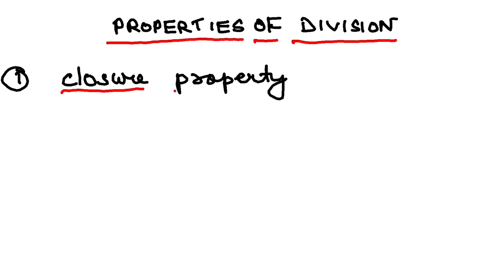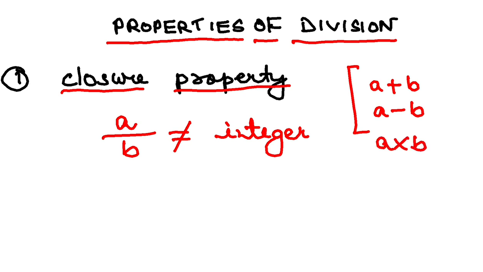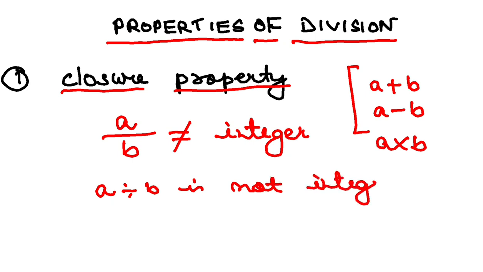So if I take two integers, let's say a, and I divide by another integer, let's say b, the result may not be an integer. This is very interesting because a plus b result is always an integer, a minus b result is always an integer, a into b result is always an integer, but a divided by b is not always an integer.